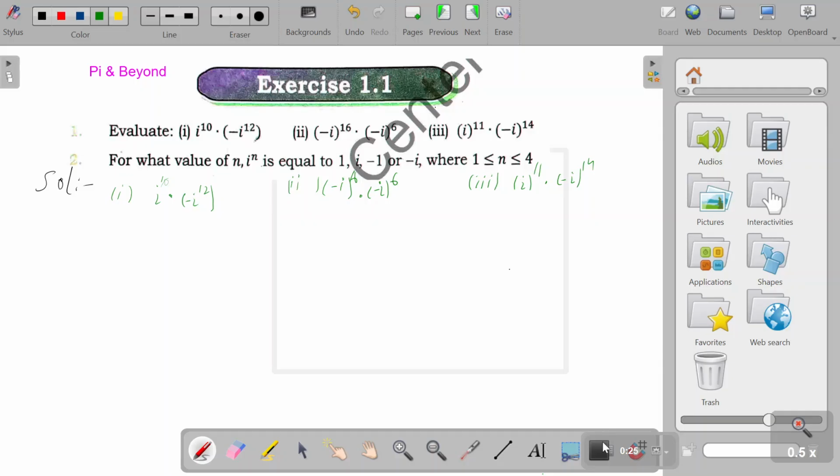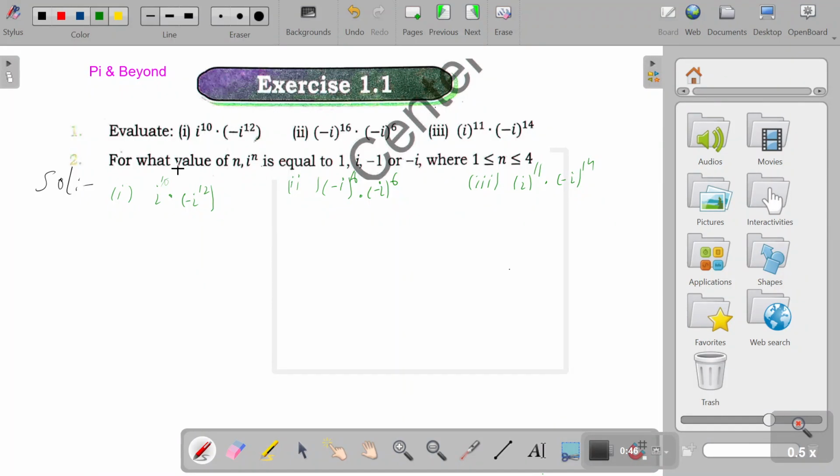So today we are solving question number first, chapter number first, from the STB Mathematics textbook board. Now the first question is iota to the power 10 into iota to the power minus 12. Now we have to solve this one. See, iota power 10 into iota to the power 12.